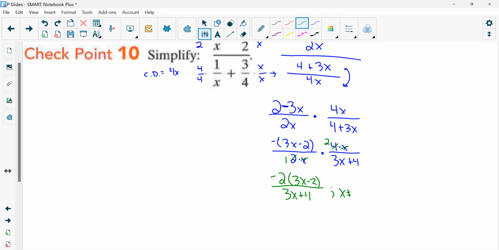Now we would have to do our restriction here. So in the denominator currently is 3x plus 4. If I set 3x plus 4 equal to 0, I subtract 4 and get 3x equals negative 4. And then divide by 3. So x cannot equal negative 4/3.